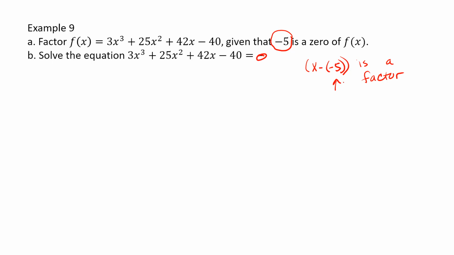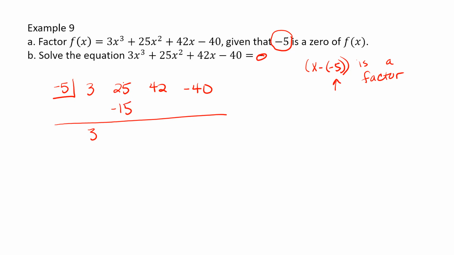So I will get it partially factored if I go ahead and do that division by x minus negative 5. So I'm going to put the negative 5 in the bracket. I've got 3x cubed, 25x squared, 42x, and negative 40. Bring down the 3. 3 times negative 5 is negative 15. I've got 10. 10 times negative 5 is negative 50. 42 minus 50 is negative 8. Negative 8 times negative 5 is 40, and that's 0.